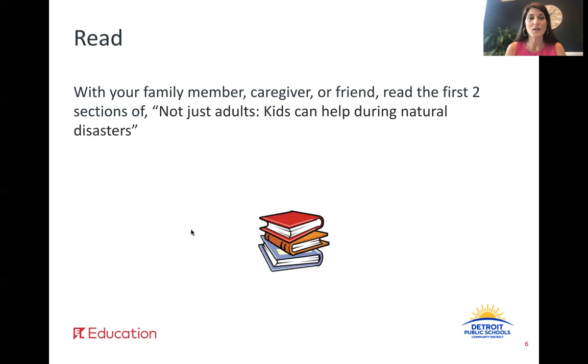All right, so we are going to read. Go ahead and grab someone and reread, Not Just Adults, Kids Can Help During Natural Disasters. Take your time, do your very best reading. You are only going to read those first two sections. So pay attention to that, just those first two sections. Read those carefully and then come on back when you're ready.